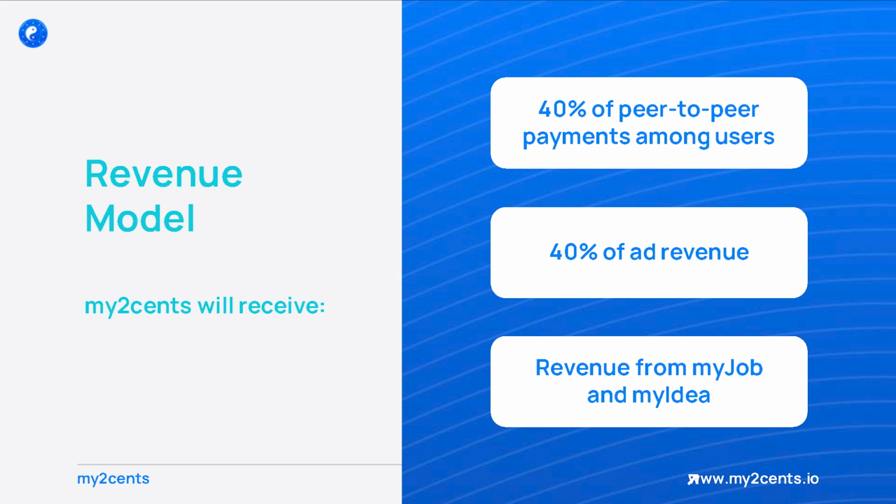This is the revenue model of My2Cents. 40% of peer-to-peer payments go to My2Cents and 60% goes to users. 40% of the advertisement revenue goes to My2Cents. 60% of the advertisement revenue is distributed among users.